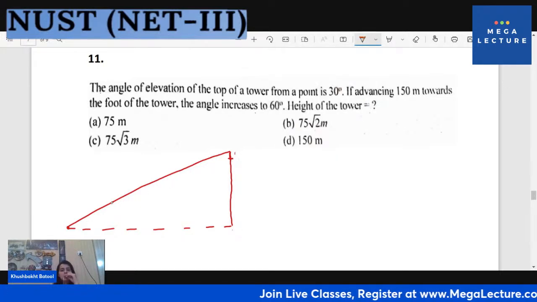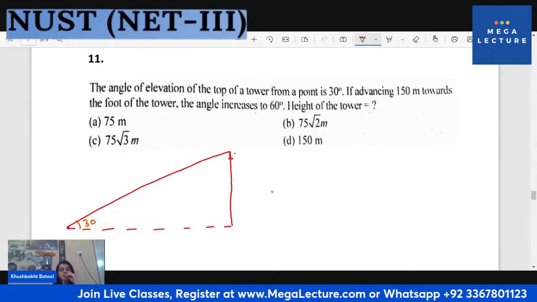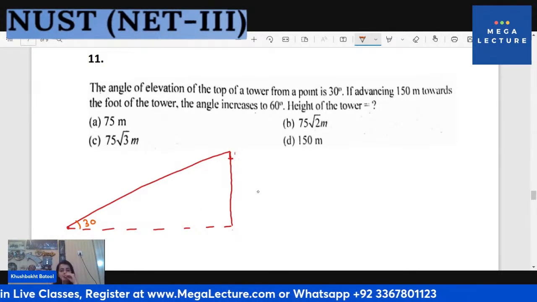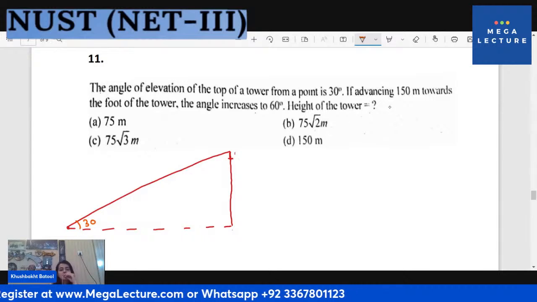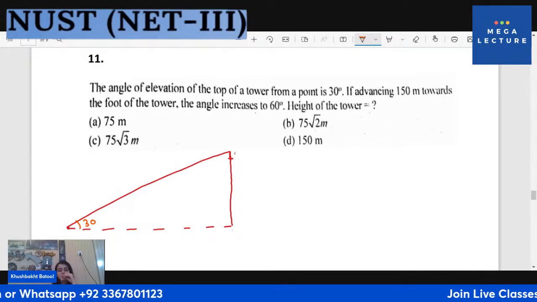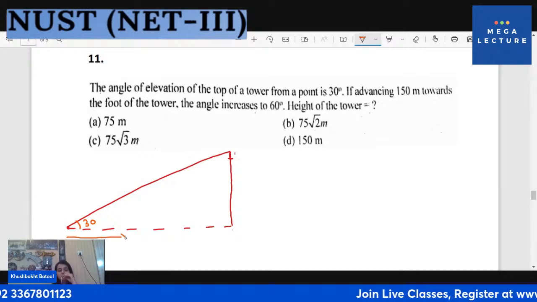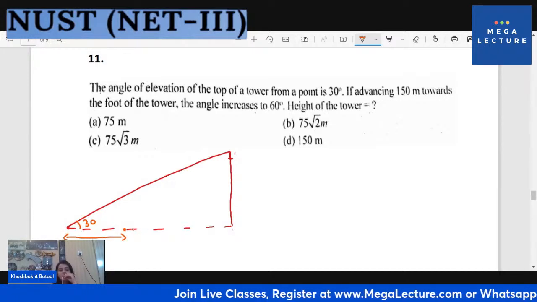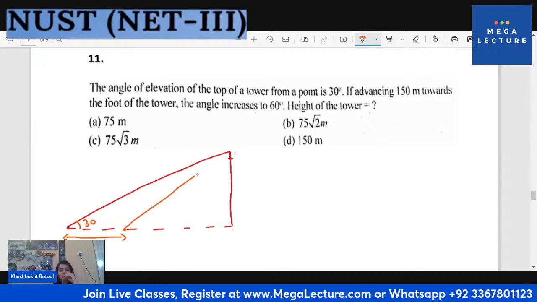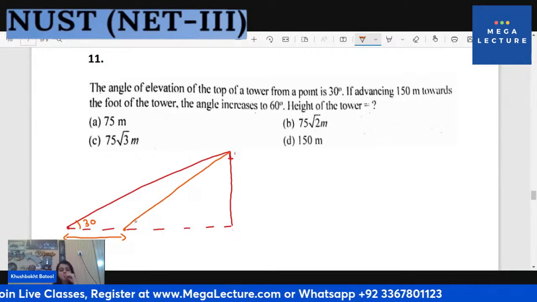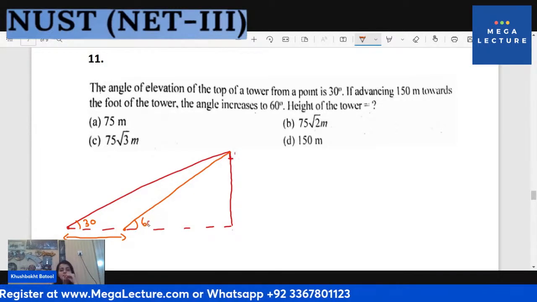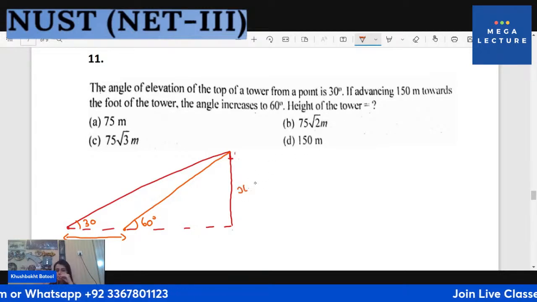Okay. Angle of elevation is 30 degrees. Okay, this angle is 30 degrees. If advancing 150 meters towards the foot of the tower, so now this is 150 meters. And now if you find the angle, it would be 60 degrees. You need to find the height. Okay, this is what you know.